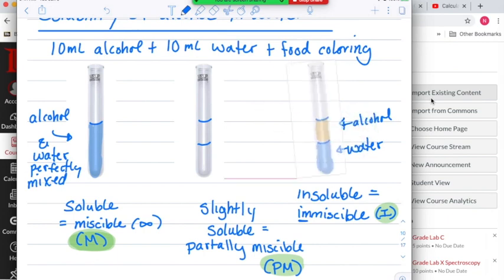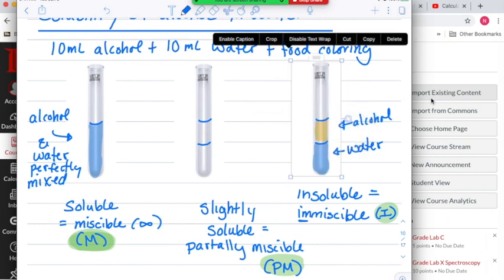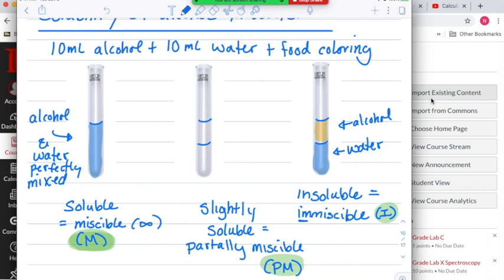Just keep shaking it. And sometimes in the lab, people are like, oh, I've been shaking, and it just won't mix. This is the one that's going to act like oil and water. It is going to completely separate. So you're going to have equal amounts of alcohol and water. The layer on the top will be equal in size to the layer on the bottom, so long as you add an equal amount of each one.